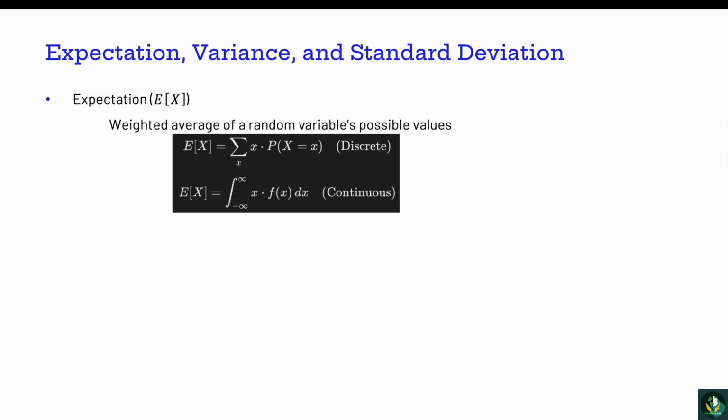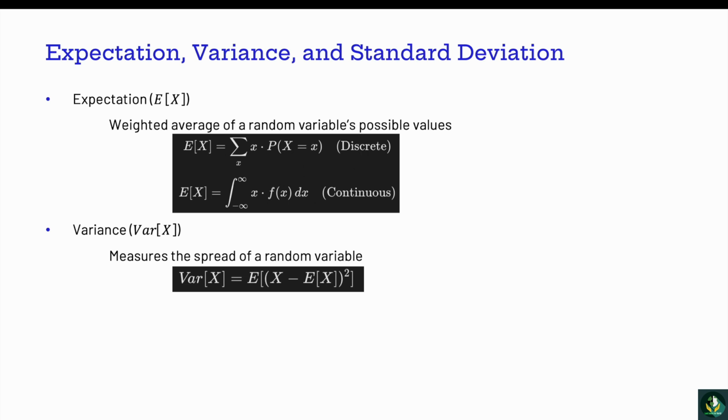We also have variance, which measures the spread of a random variable. Variance of X equals E of (X minus E of X) squared. We have next standard deviation, sigma of X.